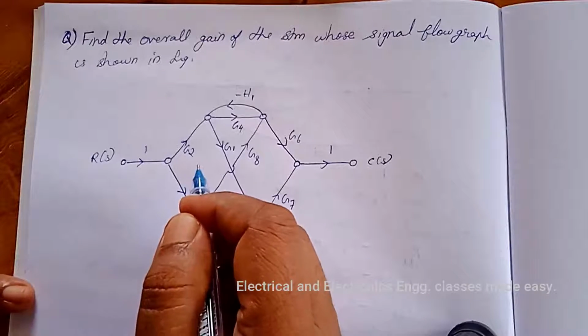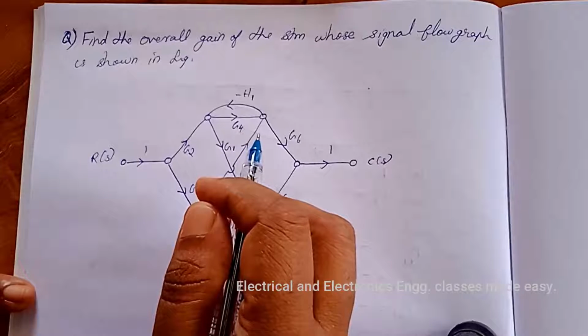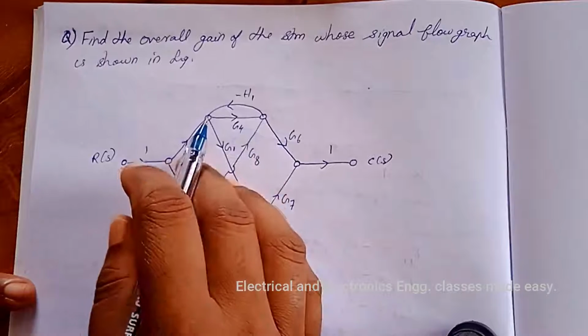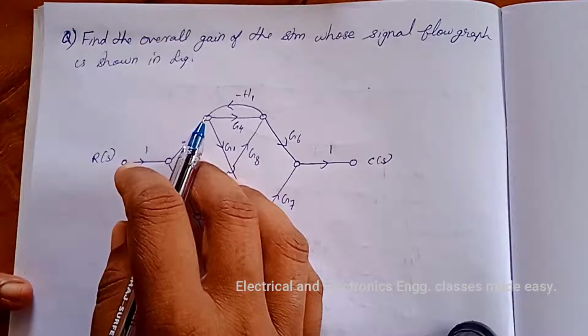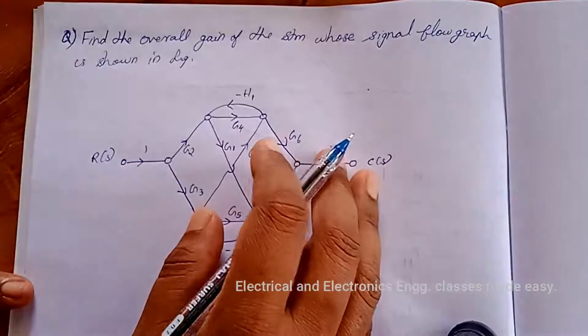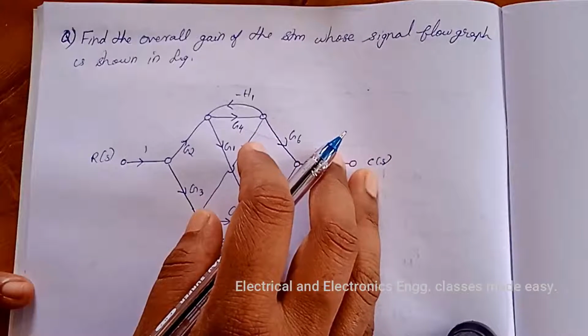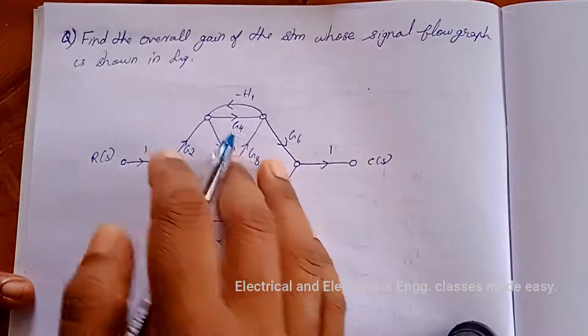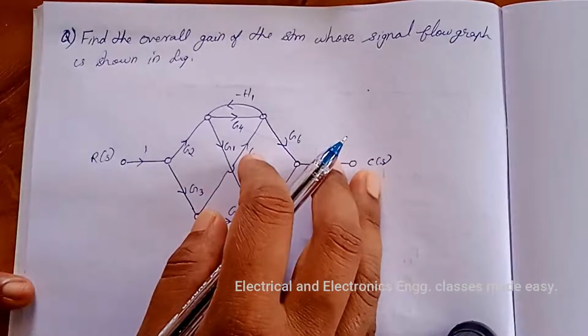Today's class is the continuation of the problems related to signal flow graph, that is to find the overall gain of the system from the signal flow graph. So if you didn't watch the previous class, please go through it. The link will be given in the comment box.